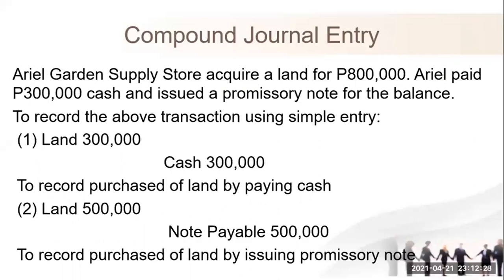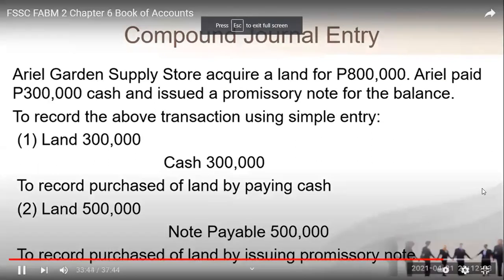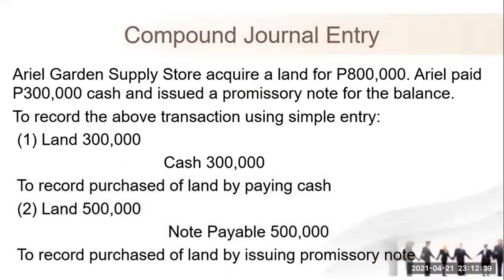So this is the example: Ariel Garden Supplies acquires land worth 800,000. Ariel paid 300,000 cash and issued a promissory note for the balance. So of the 800,000, he has paid 300,000, and the rest is a promissory note or accounts payable for now. So we have 300 for land and 300 for cash, and then 500 for land and 500 for notes payable, because he probably doesn't have the 500,000 on hand yet.